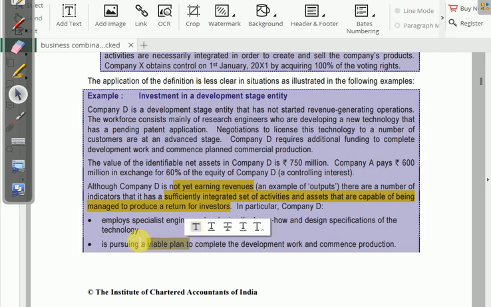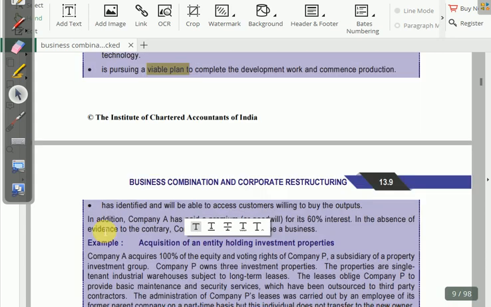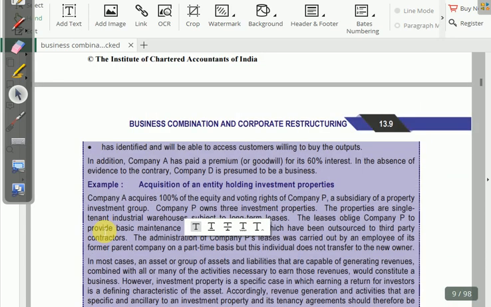It is very much likely that the company will successfully start the business and earn profit. This is the viable plan. It has identified and will be able to access customers willing to buy the output. They have also identified the customers or likely customers who are going to buy the products. So there is a very good possibility that this will be a profitable business.